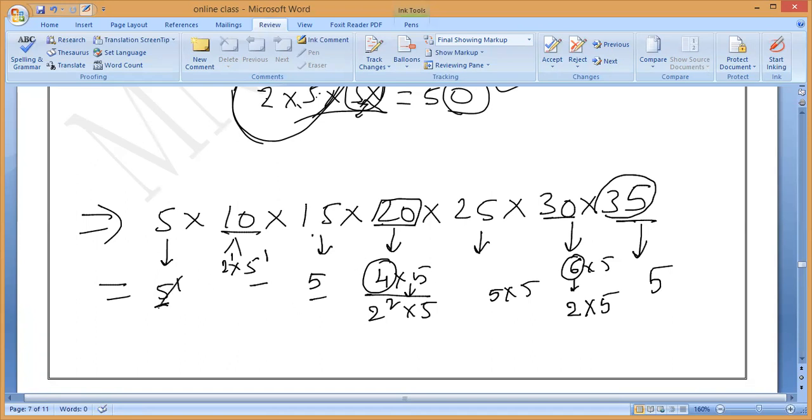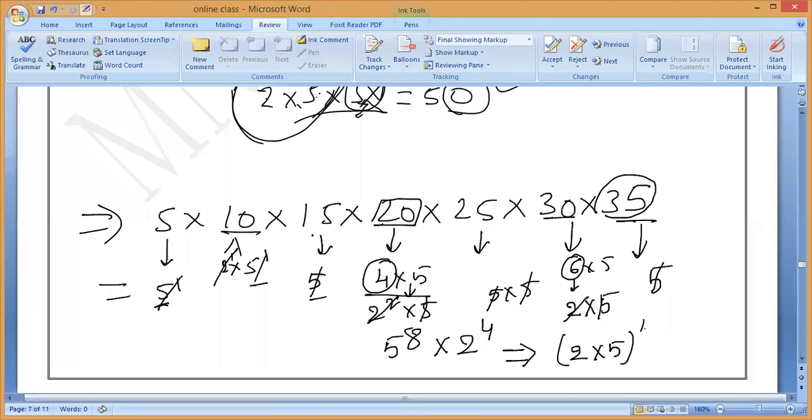How many 5s? 1, 2, 3, 4, 5, 6, 7, 8. 8 5s are there, 5 power 8. How many 2s? 1, 2, 3, 4. 2 power 4. So only how many? We will make how many sets? Only 4 sets we can make, right? 2 into 5 power 4 sets. Take less number. That's all. Correct or not?